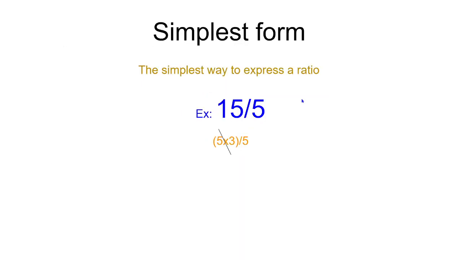But this is how I would do it. We got 15/5 here. Easy. To simplify this, we can break down 15 as 5 times 3, and we can cancel out the 5's. We're left with 3 over 1, which is just 3. And that's how you simplify a ratio.